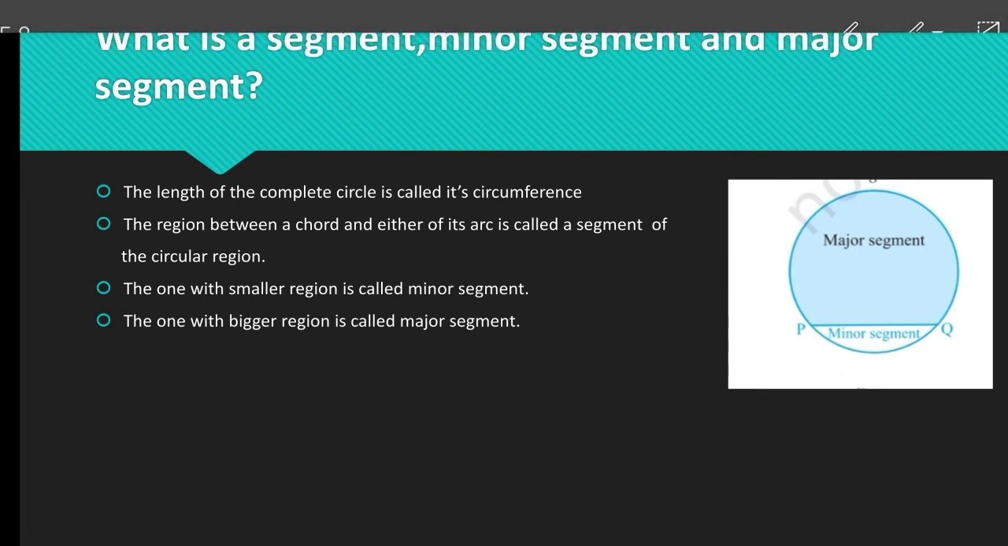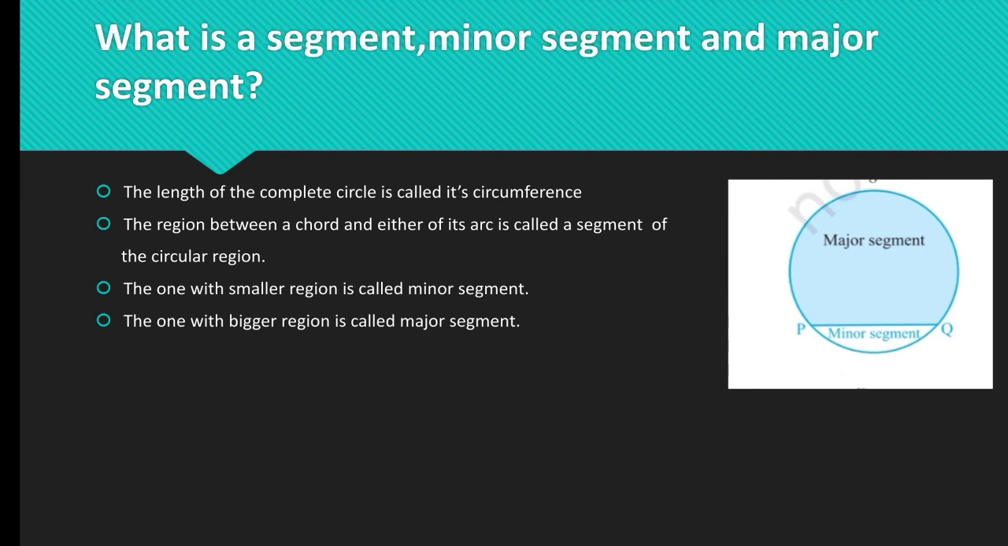What is a segment? Minor segment and major segment. To come to the segment, first we need to see what the circumference is. The length of the complete circle is called the circumference. So starting from P, going in a clockwise direction and coming back to P forms the circumference of the circle. The region between the chord and either of its arcs is called the segment of the circular region. So the segment is the inside part.